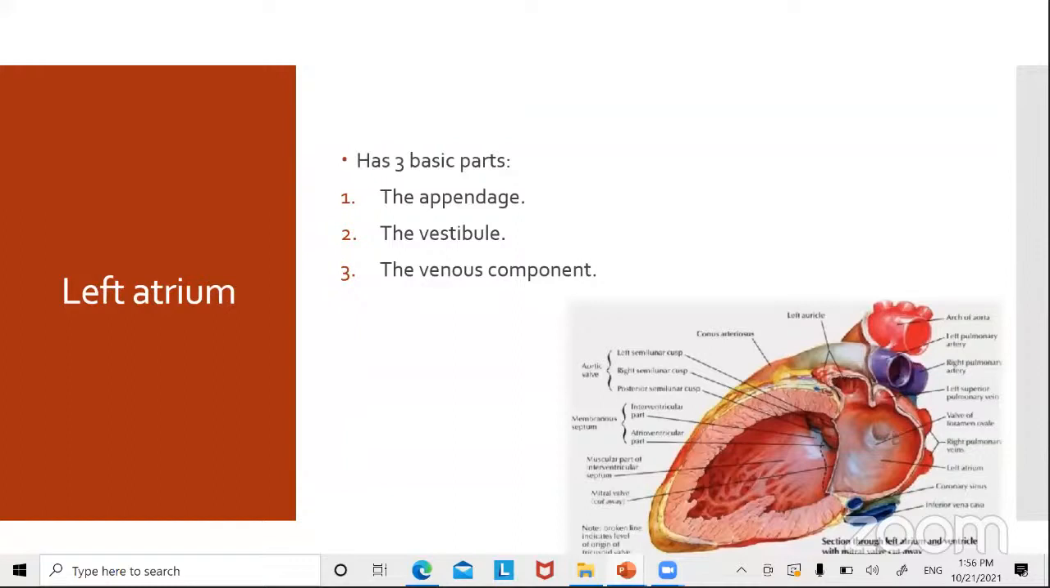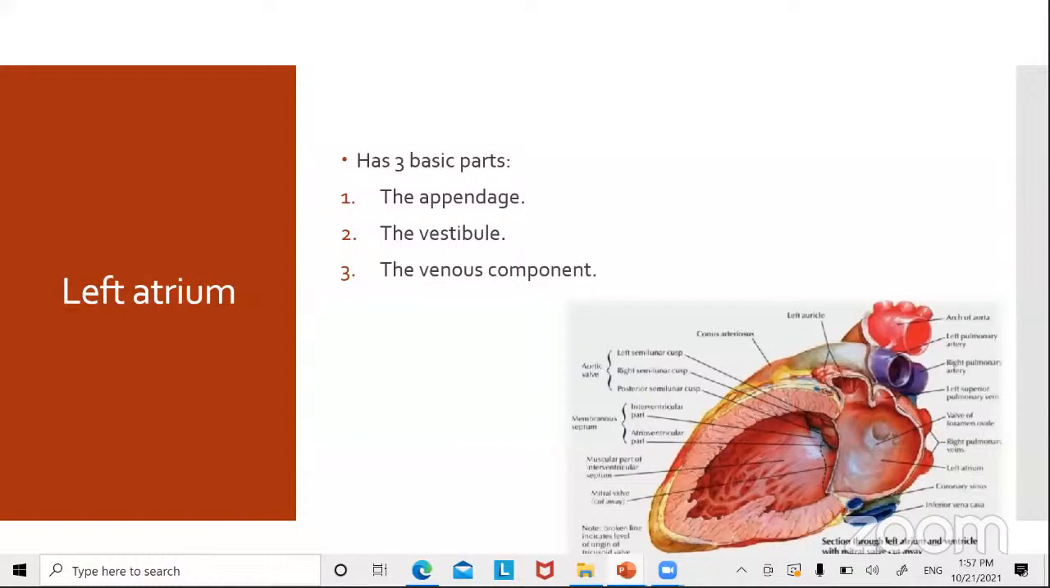Like the right atrium, the left atrium has 3 basic components: the atrial appendage, the vestibule, and the venous compartment. The left atrial appendage is long and narrow. It has different variations in size and shape, but all are generally a finger-like projection from the left atrium. It lies to the left of the mitral valve orifice. The vestibule is directly continuous with the smooth atrial wall of the pulmonary venous component and inserts directly into the posterior leaflet of the mitral valve.